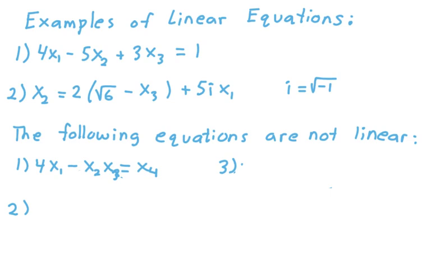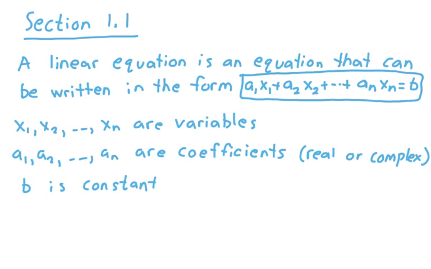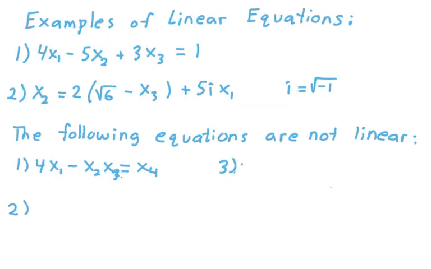If we take a look at the second example, notice that we have x sub 2 equals 2 times the square root of 6 minus x sub 3 plus 5i x sub 1. Now remember, i is the square root of negative 1. Now we can move the variables over to the left side of the equation and have the number left on the other side, right? So we can absolutely write example 2 in this format. And so I claim number 2 is also a linear equation.